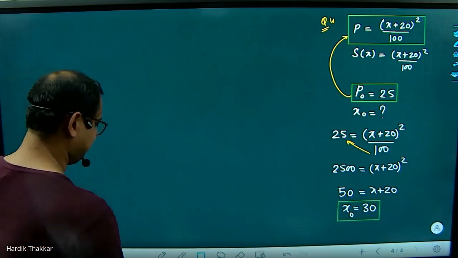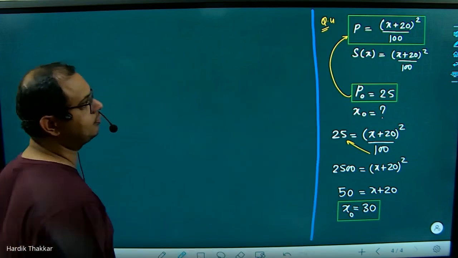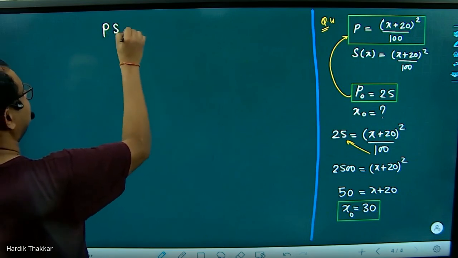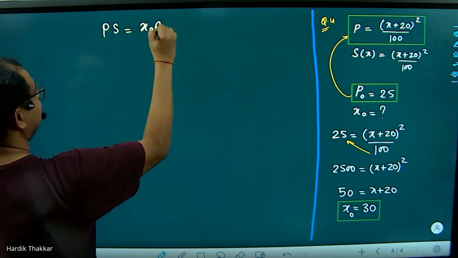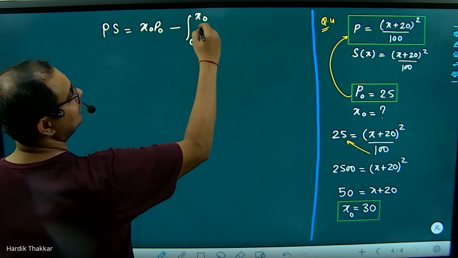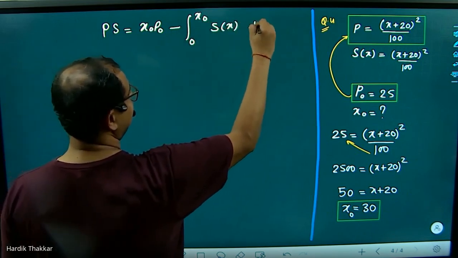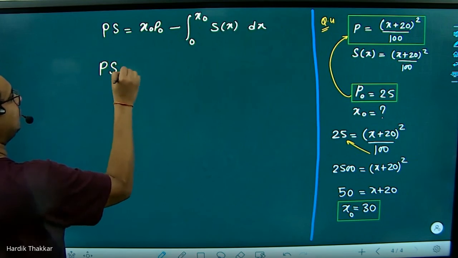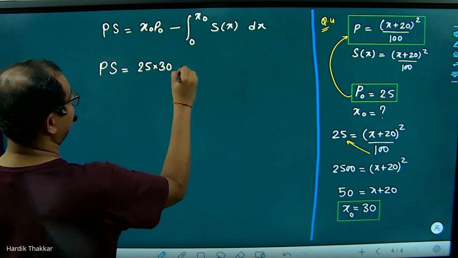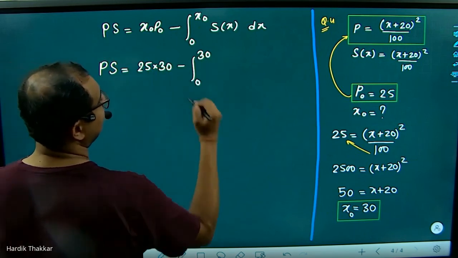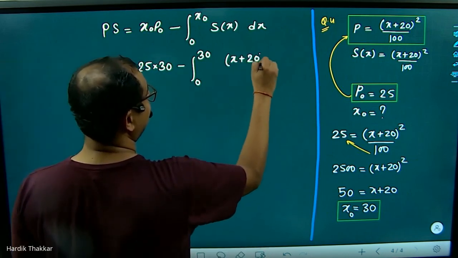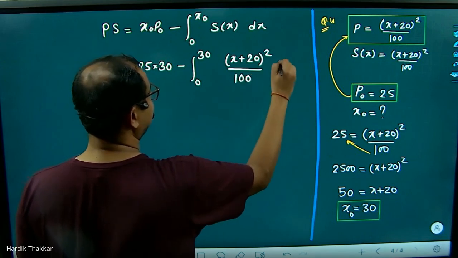Is it clear? Now apply the formula for PS, producer surplus. It is P naught into X naught minus integration 0 to X naught S of X dx, correct? So PS is equal to X naught into P naught, so it is 25 into 30 minus integration 0 to 30 of S of X, which is (x plus 20) whole square upon 100. Now further you can solve this question.